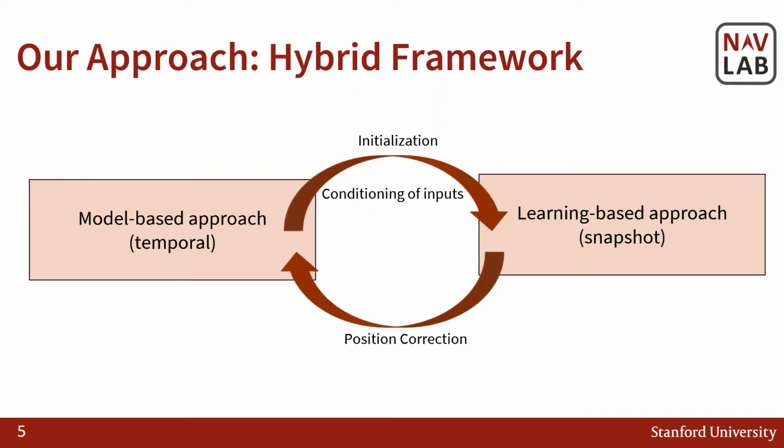In this work, we propose a hybrid framework to learn positioning corrections from smartphone measurements. Our work uses a model-based approach, which makes use of temporal information, and also a learning-based approach, which is a snapshot positioning technique. From the model-based approach, we utilize the initial position as well as preconditioned inputs that are then fed to the learning-based approach. The learning-based approach then refines the initial position correction and applies it to the position from the model-based approach to infer the final smartphone receiver position.